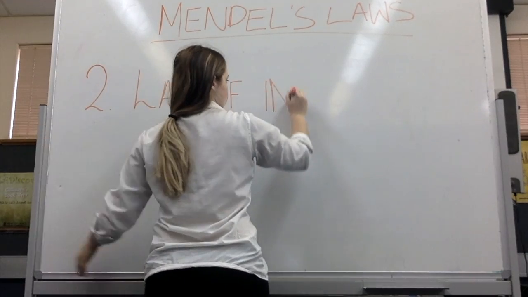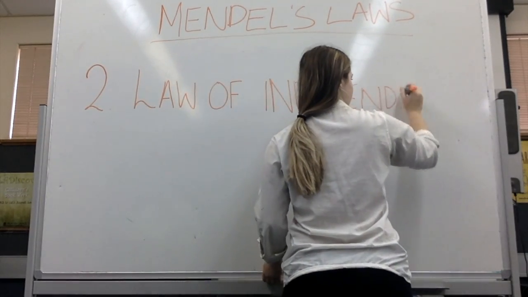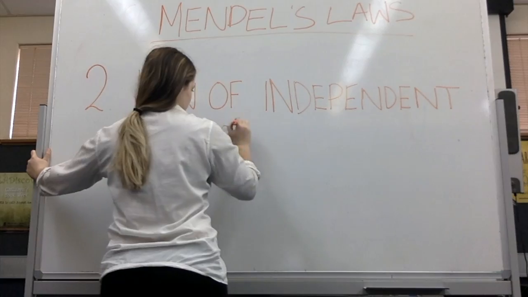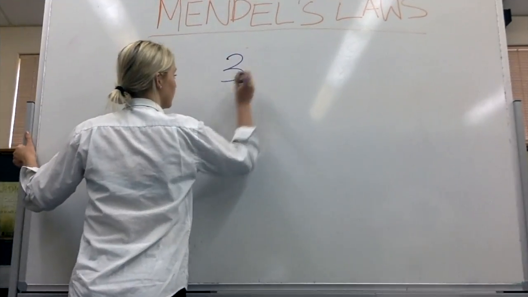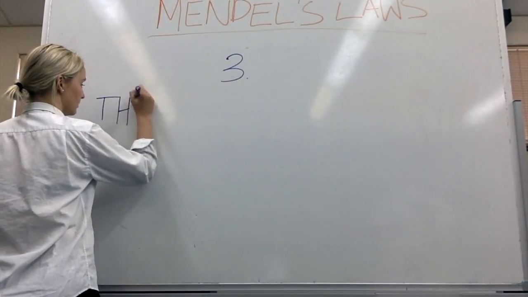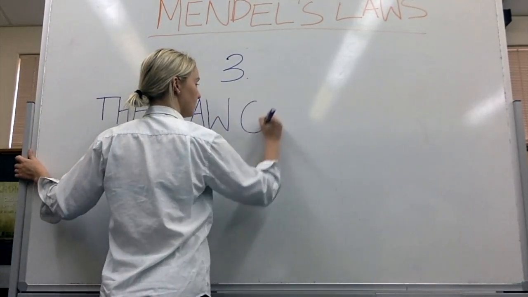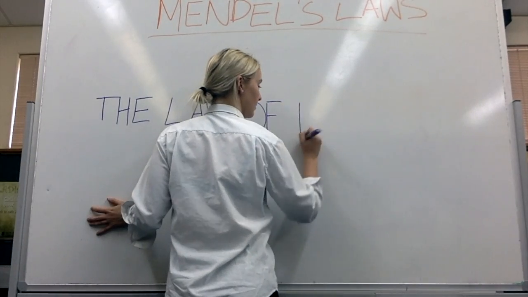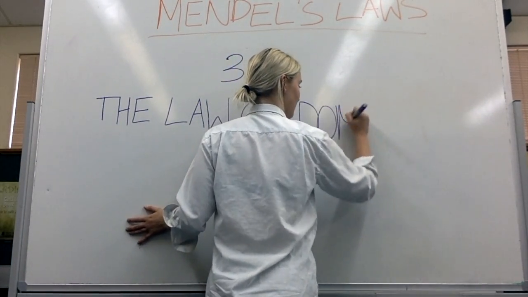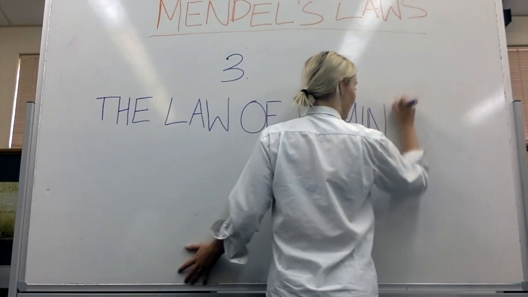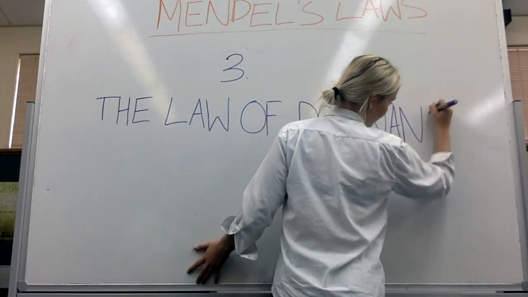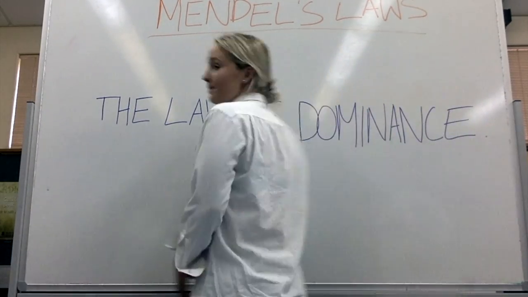The law of independent assortment: alleles on different chromosomes are distributed randomly to individual gametes. The law of dominance: a dominant allele completely masks the effects of a recessive allele. A dominant allele produces the same phenotype in heterozygotes and in homozygotes. However, when we look at codominance, incomplete dominance, and sex linkage, Mendel's 3-to-1 laws break down in these cases.